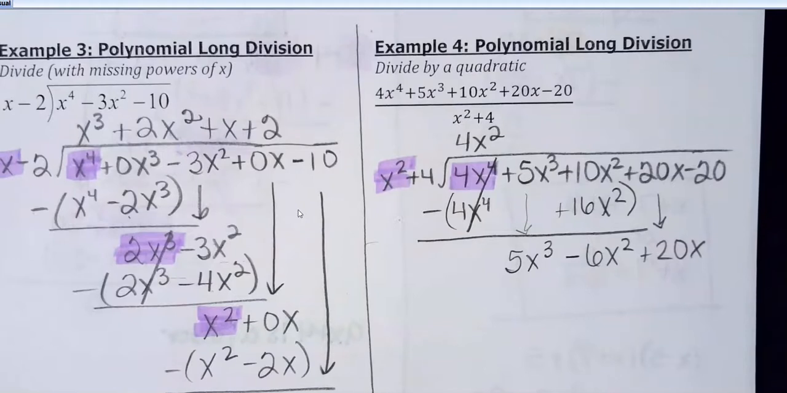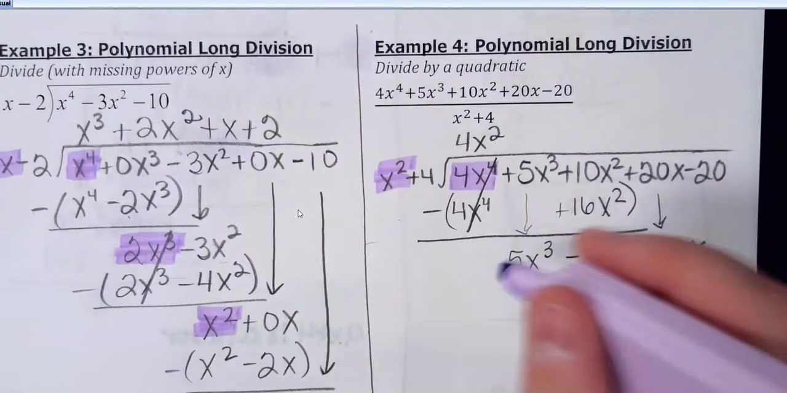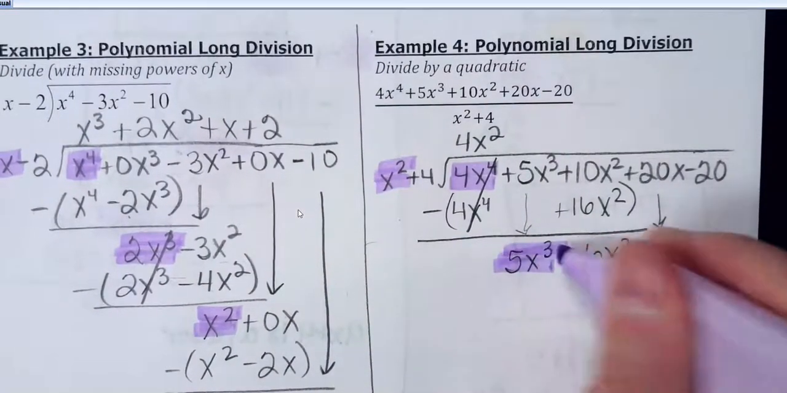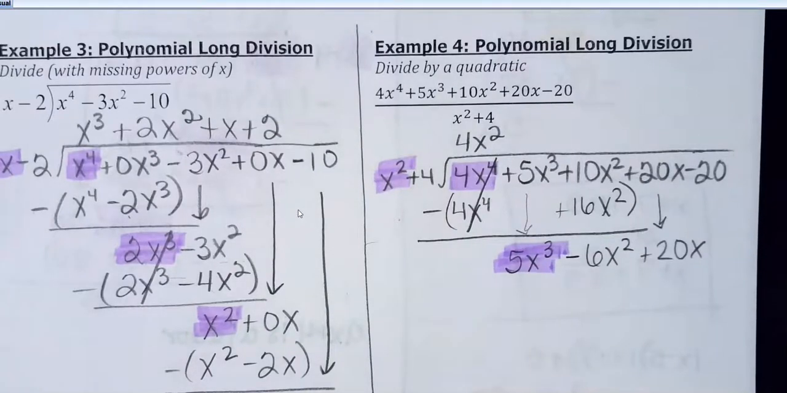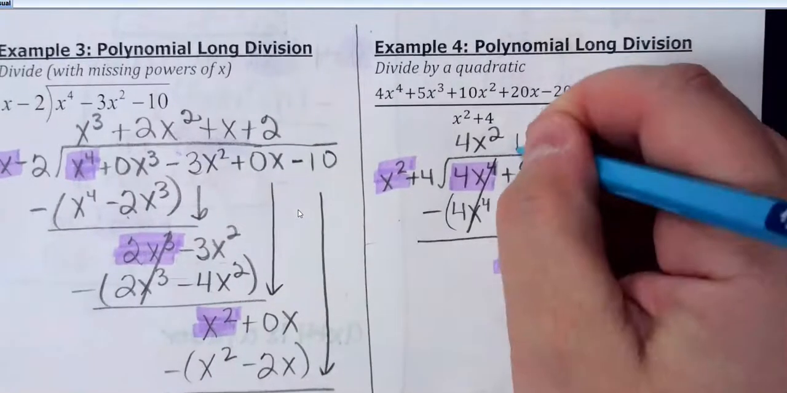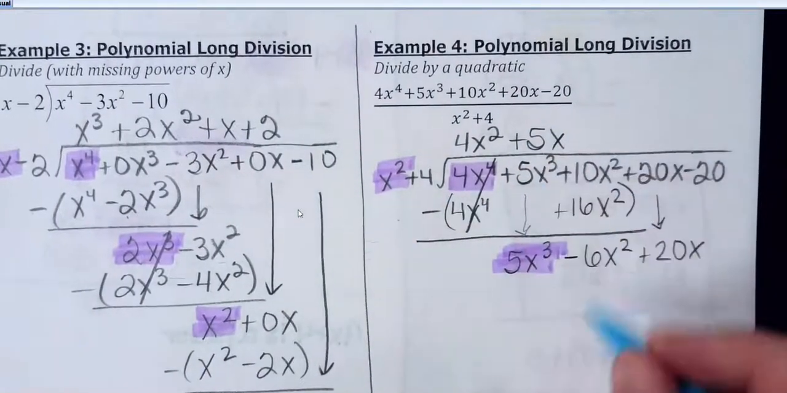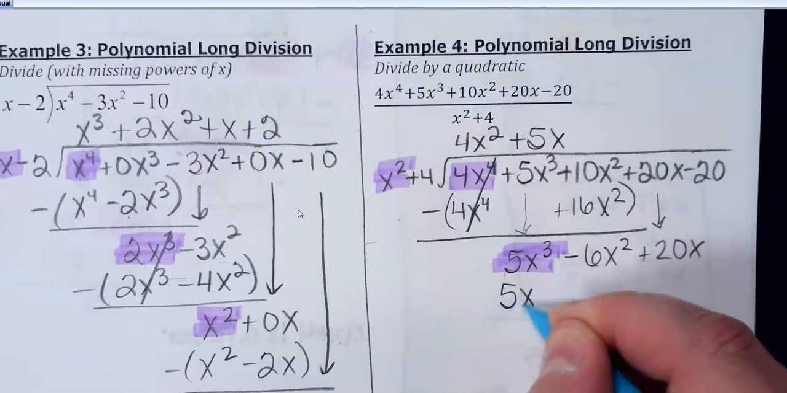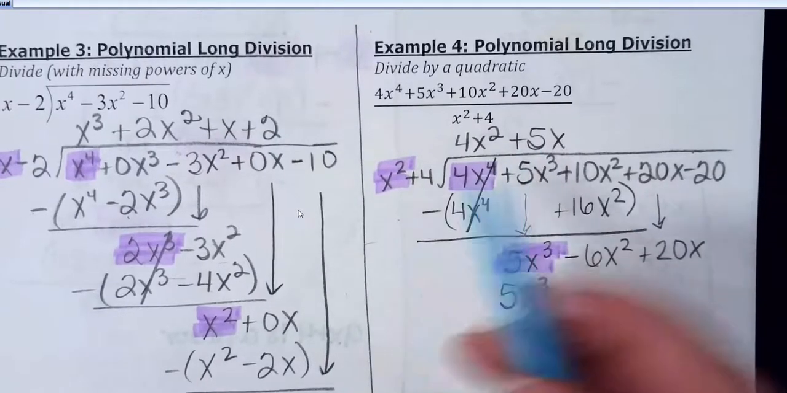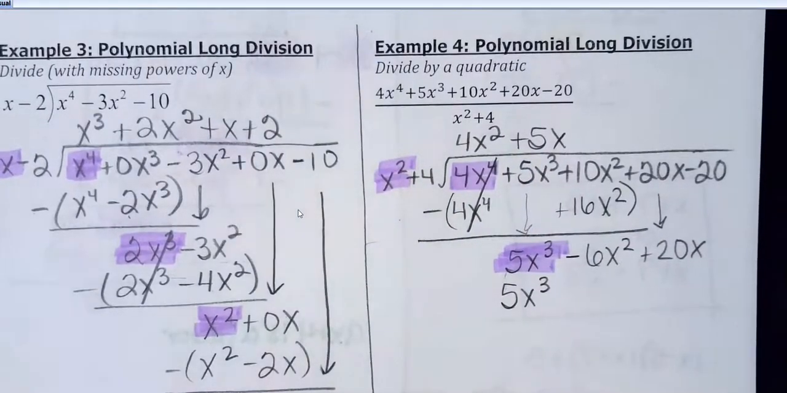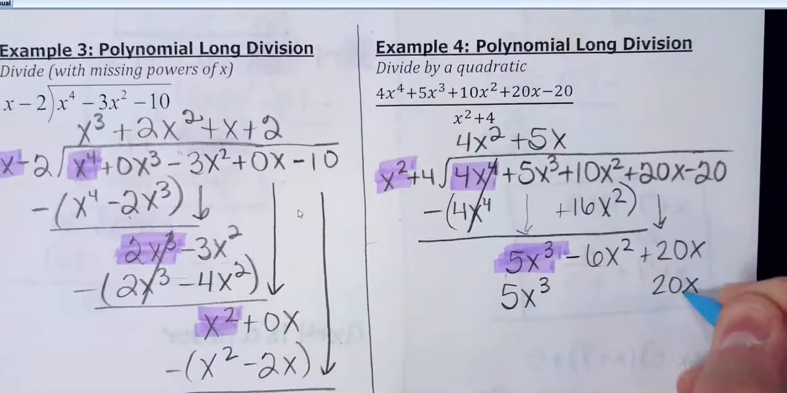Okay, now, once you're there, just look at that first term. It's 5x cubed. What would you multiply x squared by to turn it into 5x cubed? 5x. So plus a 5x here. 5x times x squared is 5x to the 3rd. 5x times 4 is going to give you 20x. But what I'm going to do is line it up with the other term with the x.